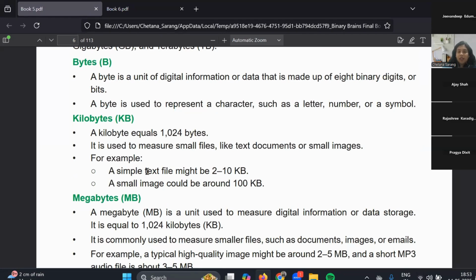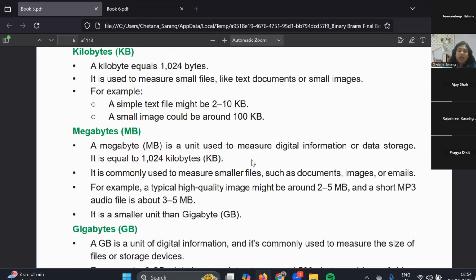We also give examples. A simple text file, Word document, or whatever we write in Notepad, will be in the range of 2 to 10 kilobytes. They need to understand, not just numbers. If I take this photograph, what will be the size of it? That ability to gauge the size of a file, they should develop, not just knowing the numbers, writing the numbers right and getting marks. They should have a rough idea of the memory that is required if I have to save this.